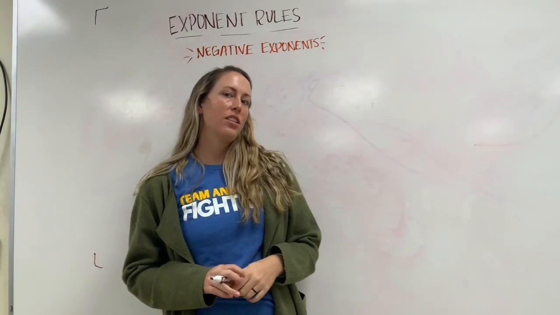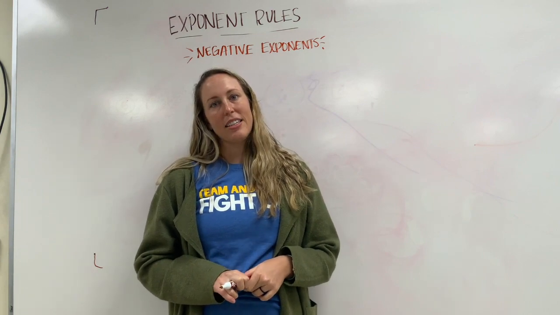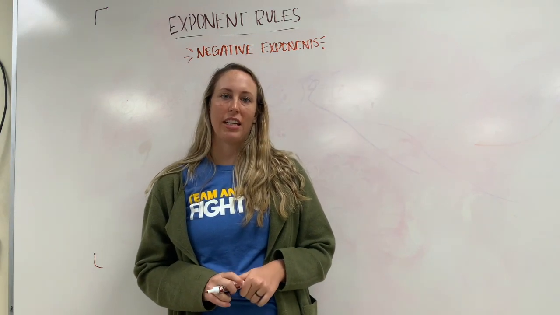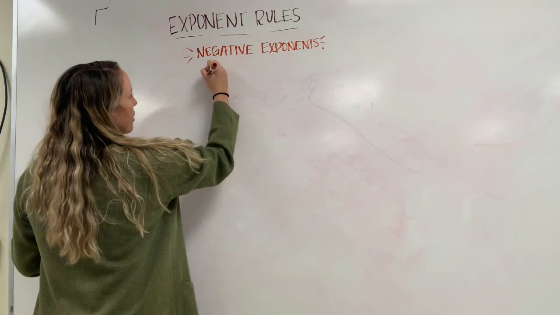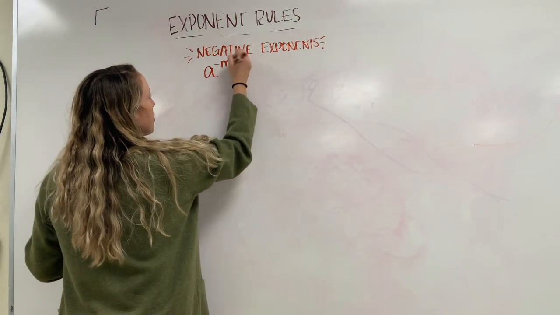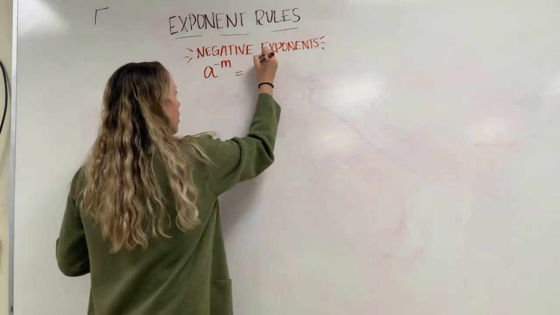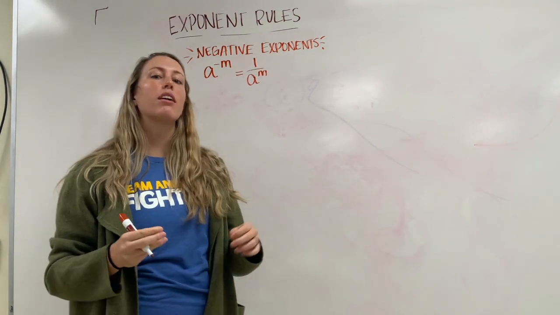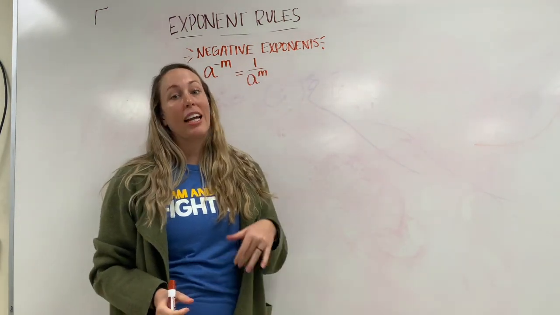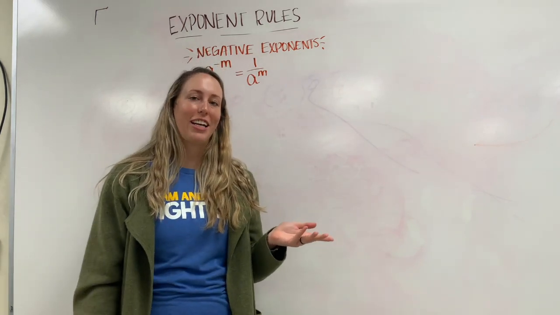All right, students. Today we're learning about negative exponents, and the abstract rule for negative exponents is when we have a to the negative m power, it equals 1 over a to the m. So it becomes a fraction. And I'm going to hand this over to Mr. OJ because he has a really cool story about negative exponents.